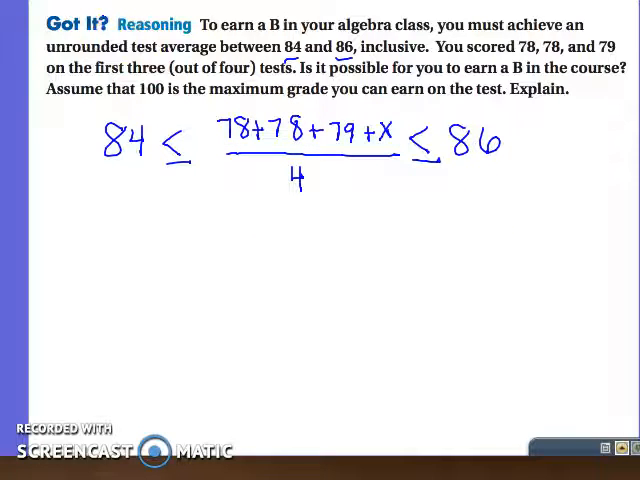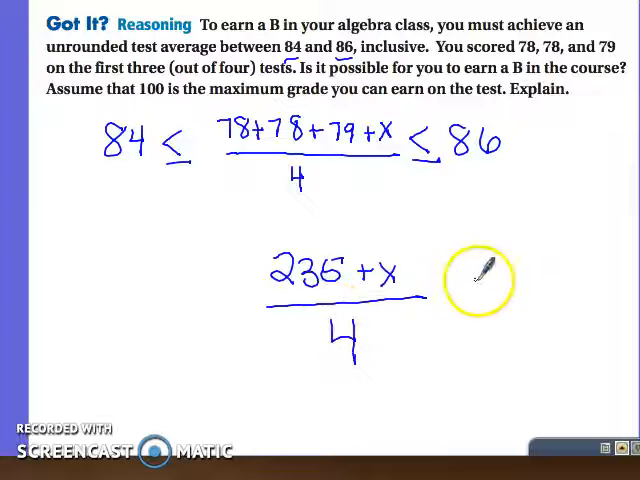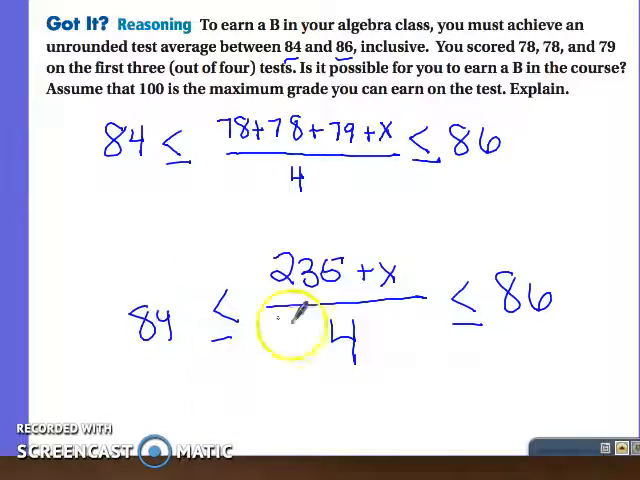All right, so we got, there we go. I added 78 plus 78 plus 79. I got 235 plus x, all divided by 4, less than or equal to 86 and greater than or equal to 84. Okay, now I need to solve for my x.